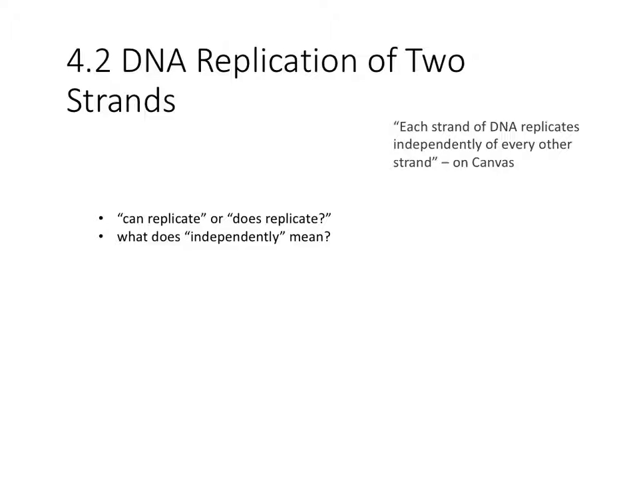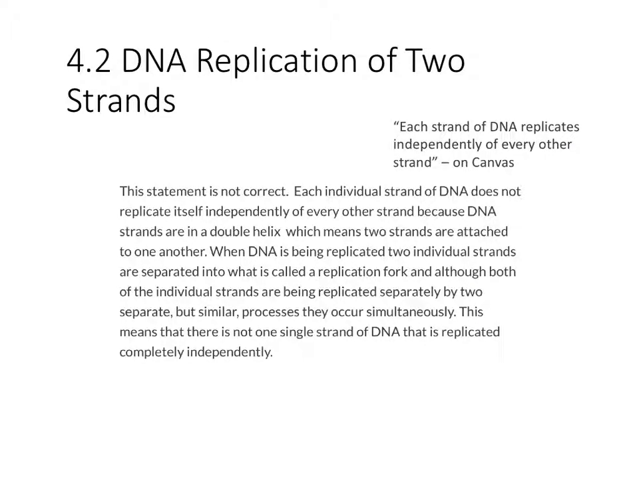spelling class. So the questions basically were, does this statement, each strand of DNA replicates independently of other strand, does that mean it can replicate independently, or it absolutely does replicate independently? And really, a bulk of the discussion was about what does independently mean. So we got a lot of statements. Here's just an example. I picked a couple of examples from your responses. Statement is not correct because the two individual strands are separated, and so forth. Replication fork gets into some of the details. And so separate but similar processes that occur simultaneously.